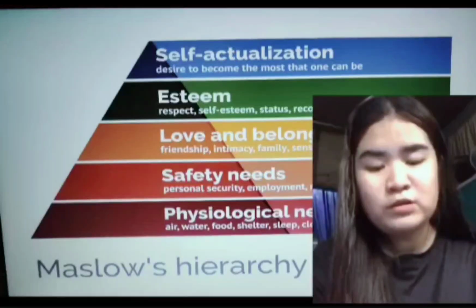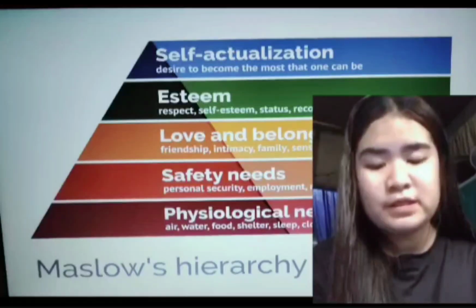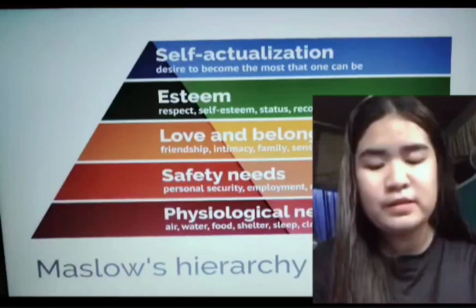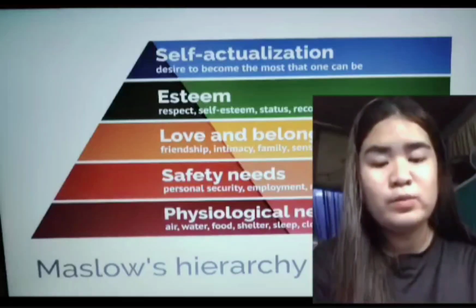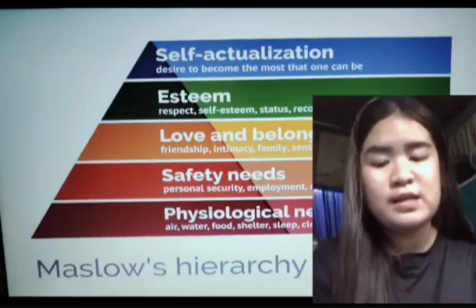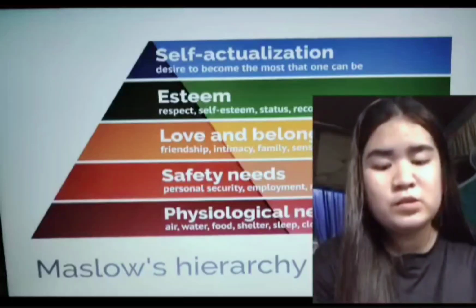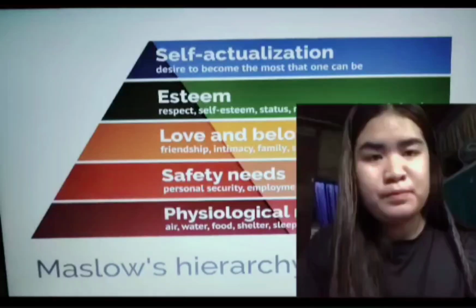Examples of love and belongingness: first is finding a life partner, second is building close friendships, third is starting a family, fourth is volunteering or joining a community organization, last is participating in social events or gatherings.